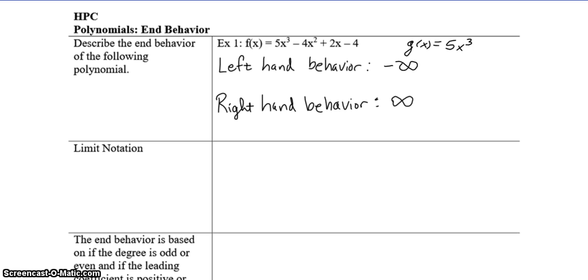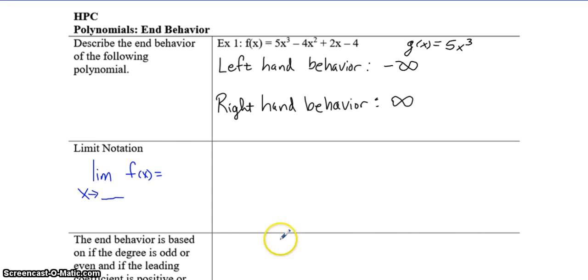Now, the way we write it mathematically is what's called limit notation. Here's the notation. Limit as x approaches something, a number, a value. In this case, it's not going to be a number because we're dealing with behavior. And then a function, and it's equal to something. Now, we can write the whole function, or the name. Either one. We'll get more involved in that toward the end of the semester.